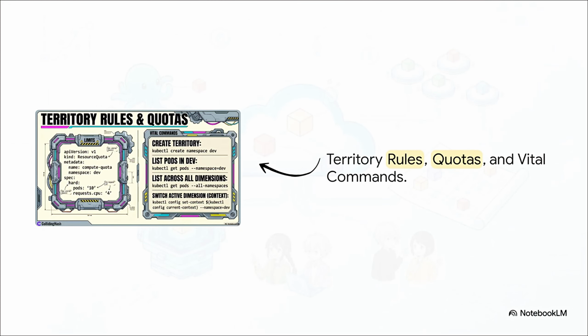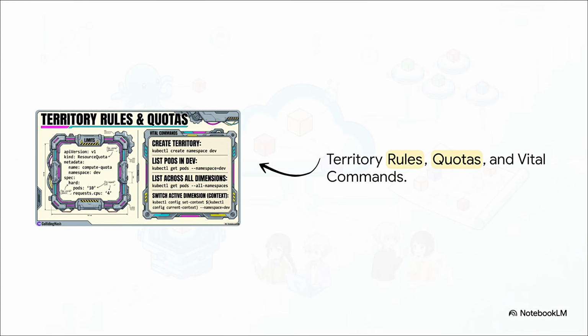Of course, isolated territories require strict rules. This is where resource quotas come in. This is how a tactical commander enforces resource limits per team. Say, capping a development namespace to a maximum of 10 pods and 4 CPUs. That prevents some rogue script from draining the entire physical cluster's resources.